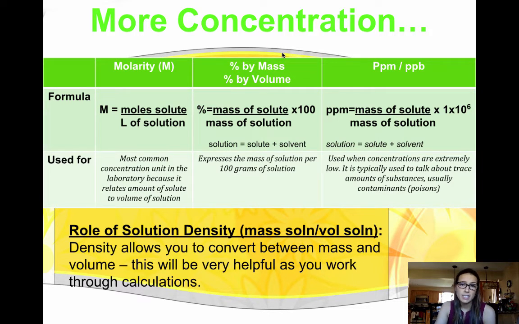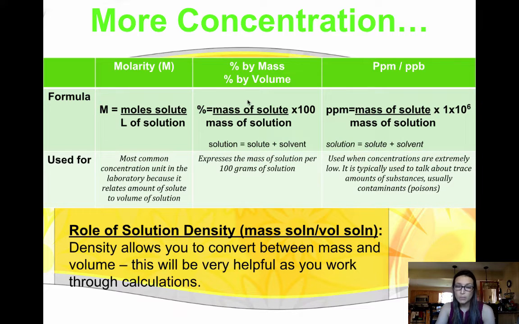The next concentration unit that we're going to look at is percent by mass, or you can also look at percent by volume. Percent by mass typically expresses the mass of solute per 100 grams of solution. For example, when you buy hydrogen peroxide at the store, you buy a 3% solution. A 3% solution means that you would have 3 grams of hydrogen peroxide in 100 grams of solution.